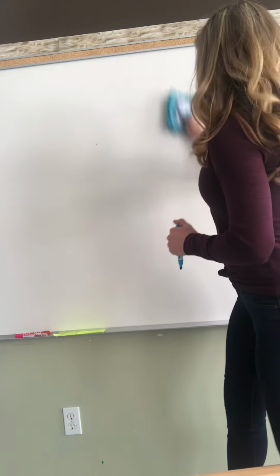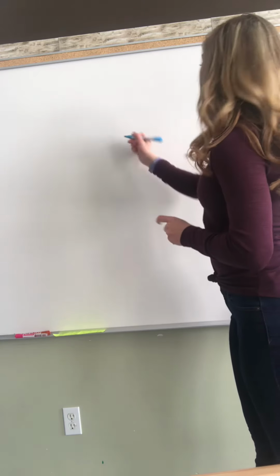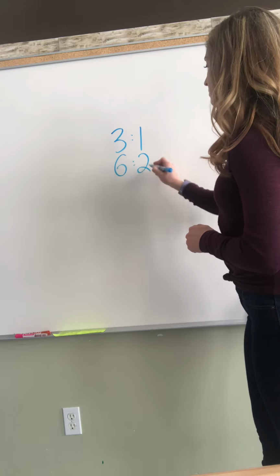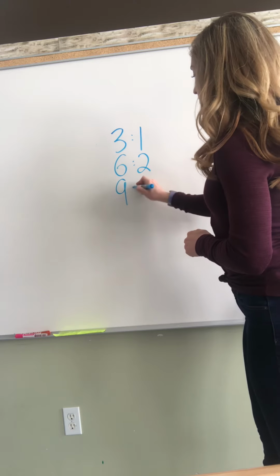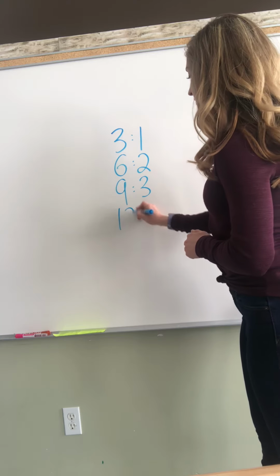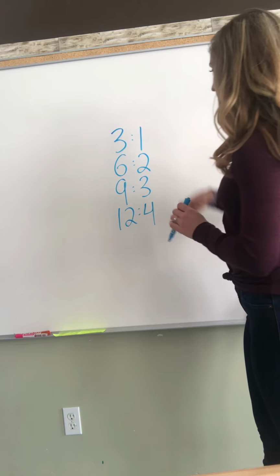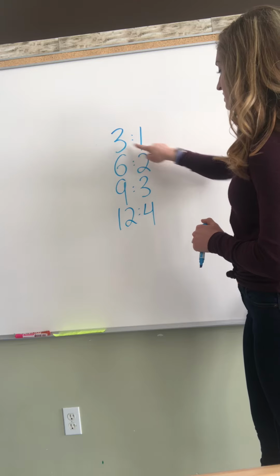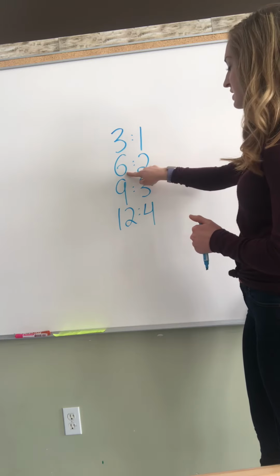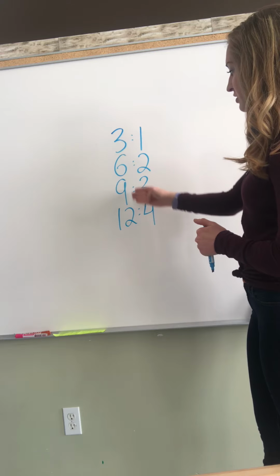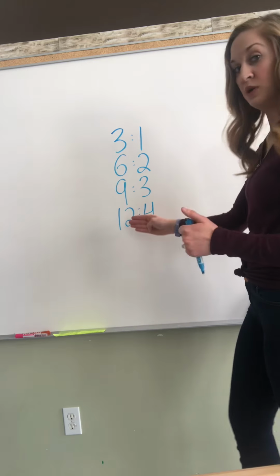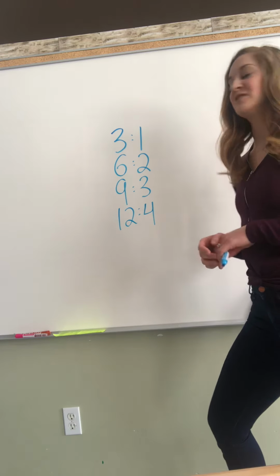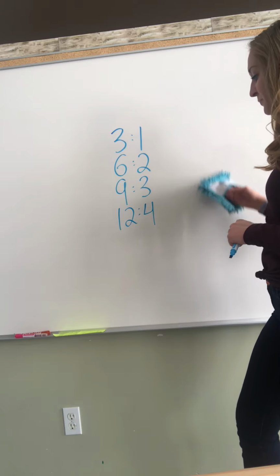Another example of some equivalent ratios here would be 3 to 1, or 6 to 2, 9 to 3, 12 to 4. So you can see that we have to multiply this number by 3 to get to this number. We have to multiply 2 times 3 to get to 6. You might also see a pattern here, 3, 6, 9, 12. We're counting by 3s. And here we're just going up by 1 each time. So lots of patterns that you can see in ratios as well.